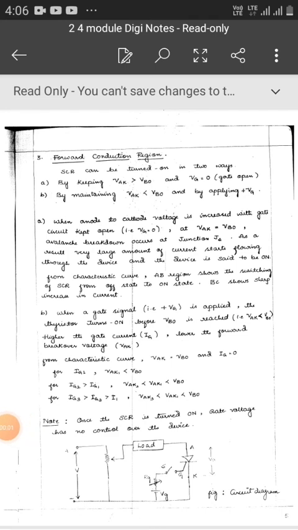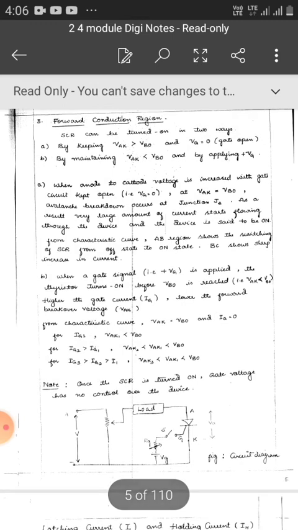Forward conduction region. An SCR can be turned on in two ways. First, by keeping the anode to cathode voltage greater than the breakover voltage with gate voltage VG equal to 0, that is, you are not applying any gate voltage. Second, by maintaining VAK less than VBO and applying a positive gate voltage. We will go for the first one first, keeping VAK greater than VBO.